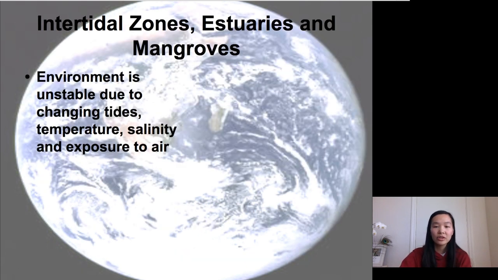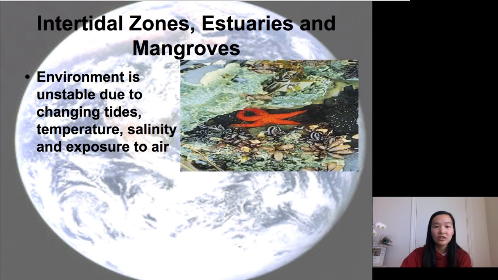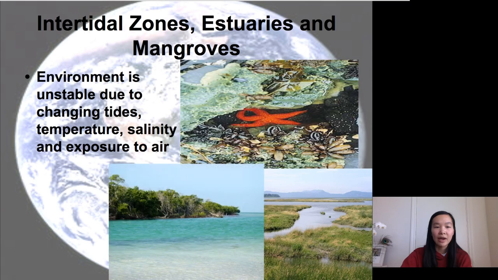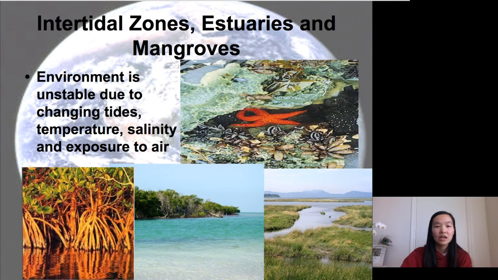Okay, so we're going to start to introduce you to some of the water biomes. These first three, intertidal zones, estuaries, and mangroves, also known as wetlands, share a unifying characteristic: their environment is pretty unstable. There's a lot of change happening a lot, either changes in temperature, changes in oxygen, or changes in salt concentration.